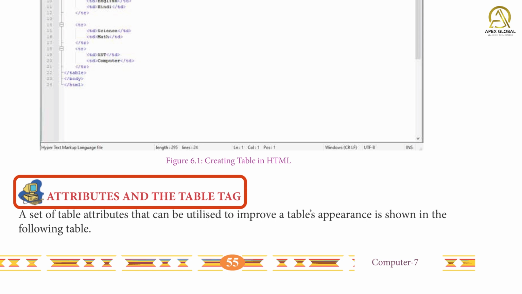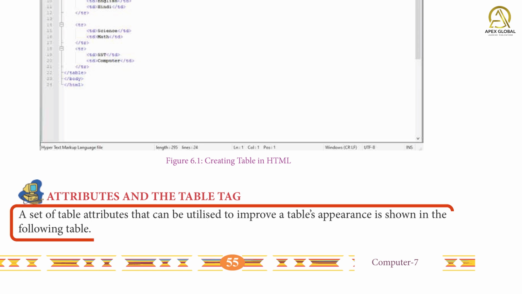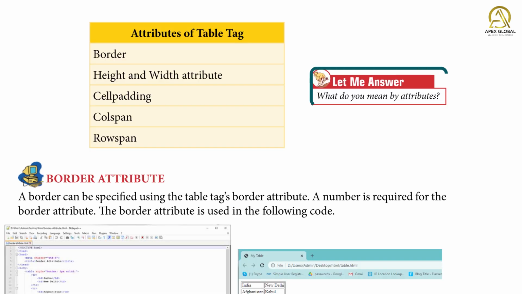Attributes of the table tag. A set of table attributes that can be utilized to improve a table's appearance is shown in the following table. Let me answer. What do you mean by attributes? Attributes of table tag: border, height and width attribute, color, padding, col span, row span.